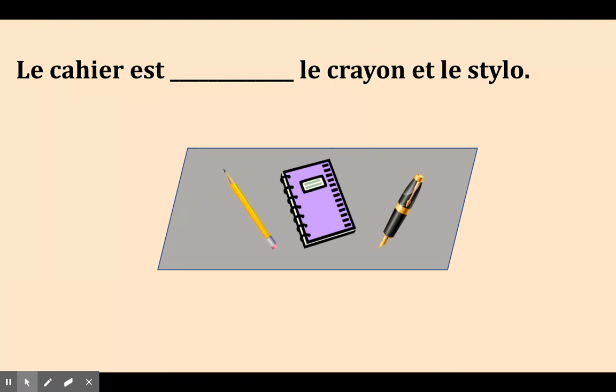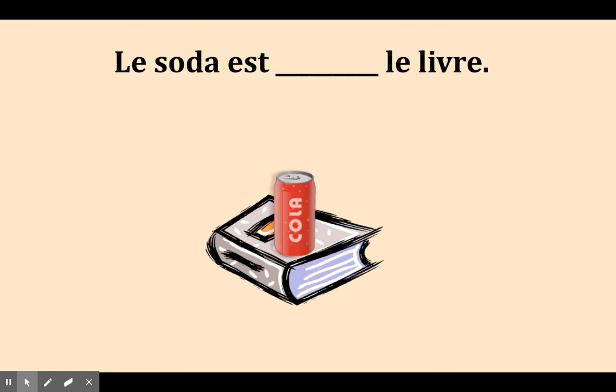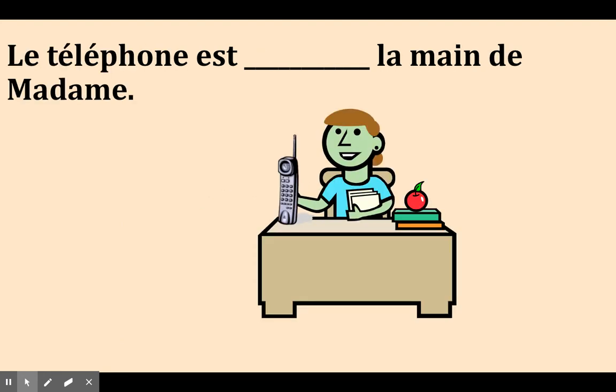Le cahier est entre le crayon et le stylo. Le soda est sur le livre. Le téléphone est dans la main de madame. Le téléphone est dans la main de madame.